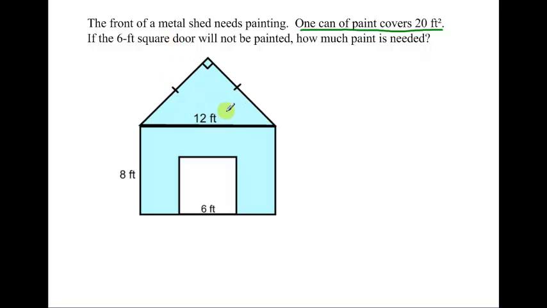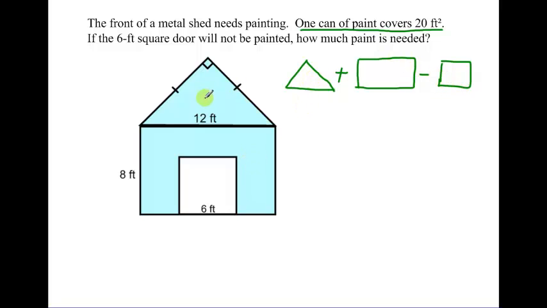Well, we're going to have to break this into pieces. It's already been done for us. It looks like we have a triangle roof. And so I'm going to kind of make a plan here. I'm going to take the triangle roof area, and then we're also going to paint the rectangle on the base. So I'm going to add that to it, but we're not painting the door. So let's subtract out the square area for the door and just break this into pieces and parts.